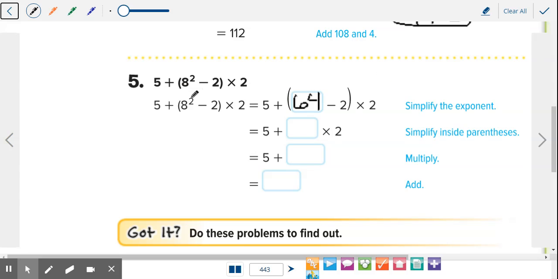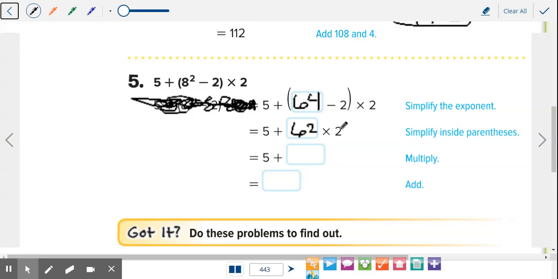All right, now, I'm getting rid of that because that just looks confusing for you guys. So now we have 5 plus the parentheses of 64 minus 2 times 2. So we still have parentheses. We're not done yet. So we have to do the parentheses first. So basically, what's 64 minus 2? 62. So now we have 5 plus 62 times 2.